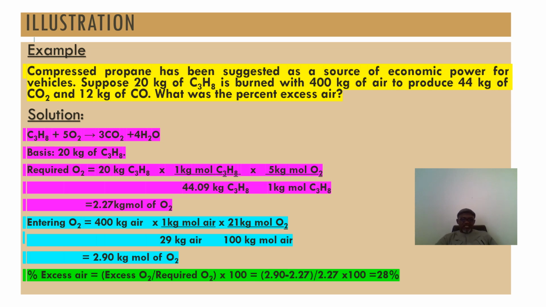So which means excess, look at what is entering, look at what is used. Excess will be excess oxygen divided by required oxygen multiplied by 100. So which is 2.90 minus 2.24 divided by 2.27. This gives us 28%.